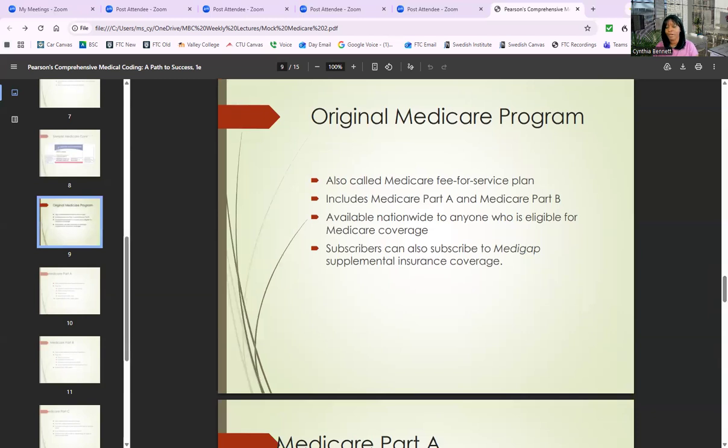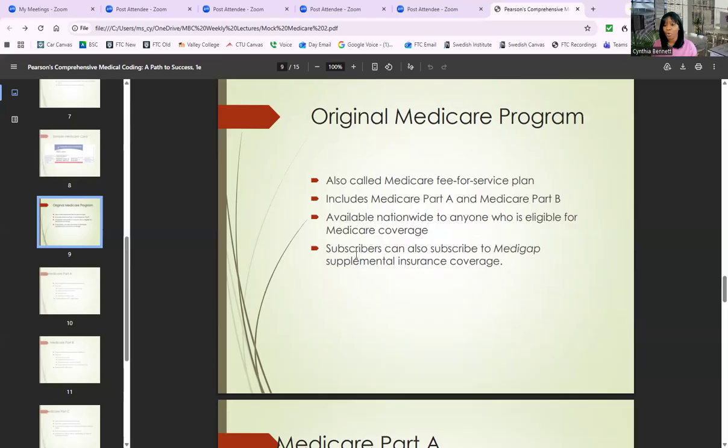So the original Medicare program, also known as Medicare Fee-for-Service, is called fee-for-service because the healthcare provider is paid a fee for every service that is provided. So if they have an office visit, and let's say they also have an EKG, they can bill for the office visit and for the EKG. That's why they call it fee-for-service. It includes Medicare Part A and Part B. It's available nationwide to anyone who's eligible for Medicare.